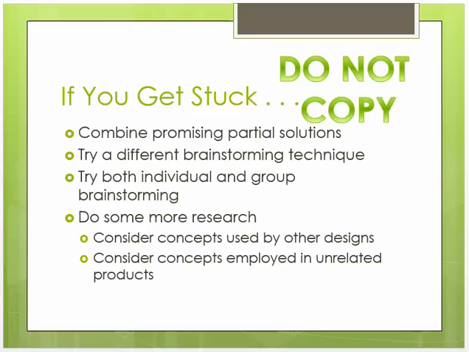Some things you can do if you get stuck: combine promising partial solutions. Try a different brainstorming technique. Go back to your SCAMPER and try those different techniques. Try both individual and group brainstorming. Maybe you break up for a little bit. Say, hey, you go think about it over here, I'll go think about it. We'll come back, and maybe that'll allow you to pile on. Sometimes, if you go think about it separately, you might get some separate ideas, and then you can pile on and get the best answer.